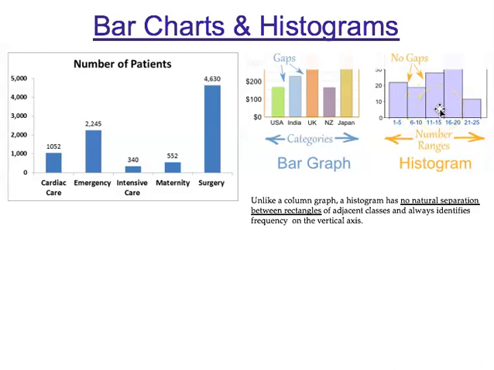So a histogram is really just acknowledging that there are no natural gaps between bars when you have a continuum of numbers. So to summarize, use a histogram when you do have a continuum of numbers, and use a bar chart without or with the gaps when you're using non-numerical data.